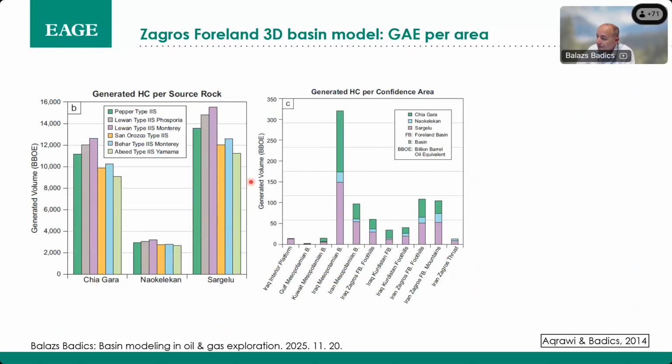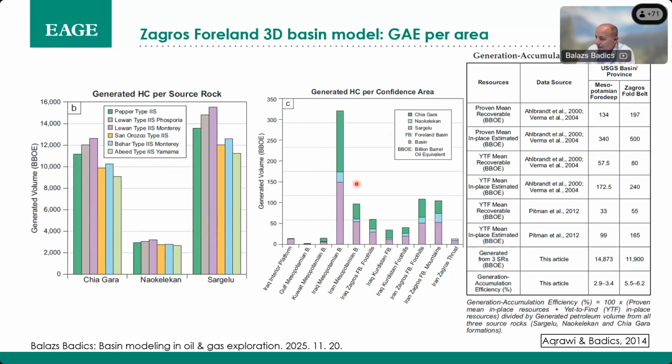And then we've done the same for these different tectonic zones or basins, sub-basins or provinces, so that you can compare with other people, USGS people, Abrant and Verma, and also Pittman. They published on how much is the yet-to-find potential. And then in this GeoReview article, we compared it with the generated volume from the different source rocks in different tectonic zones, and how much is the discovered volume in place so far.